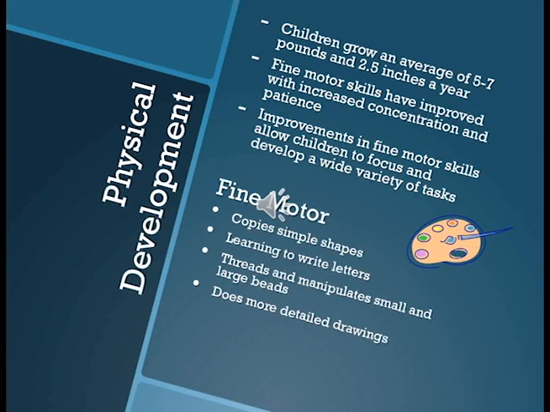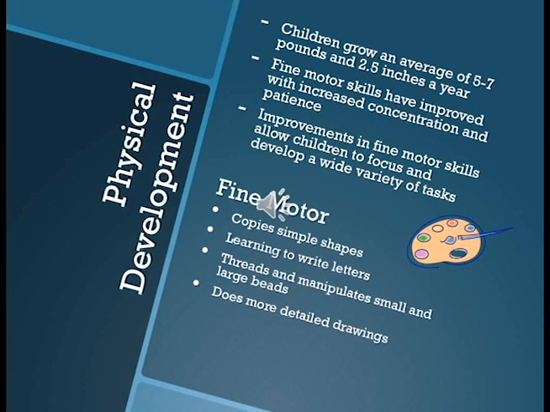Next, we're going to be talking about a child's physical development. When looking at physical development, you have to take into consideration the development of both large and small muscles. When considering school-aged children, you will see the children start to grow an average of 5 to 7 pounds and 2.5 inches a year. Children's baby fat is replaced with increasing muscle mass, and you see them filling out into their bodies.